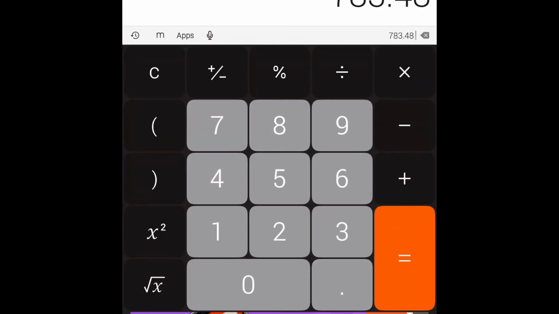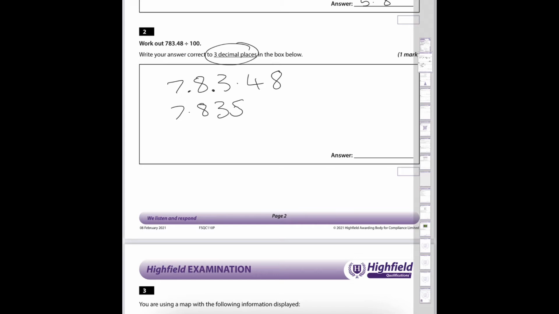If you want to do it on the calculator, put the number in, divide by 100, and you get 7.8348. So it's exactly the same number. You just round it then, as it asks you to. So the answer is 7.835. Just because the calculator's there, you don't necessarily have to use it.